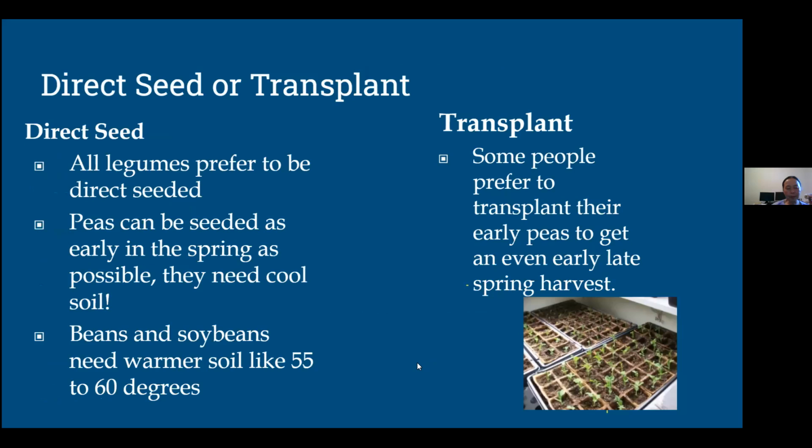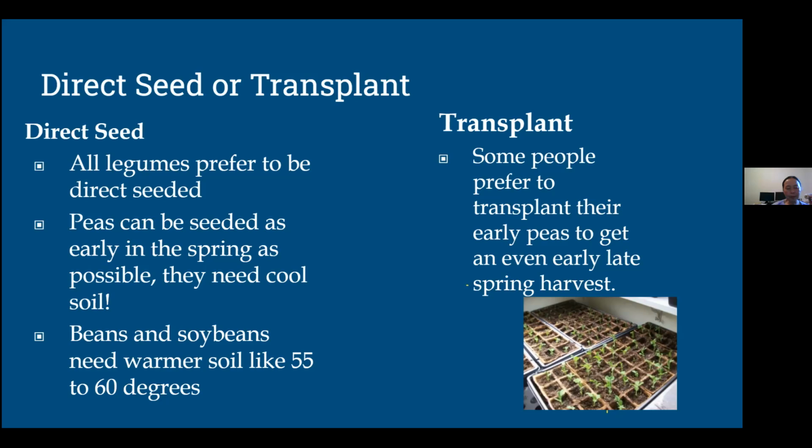And then, direct seed or transplant. All legumes do prefer to be direct seeded because they're quick germinators. Peas can be seeded as early in the spring as possible. They do like to have cool soil, similar to our brassica family. And then the beans and soybeans will need a little bit warmer soil, like 55 to 60 degrees.